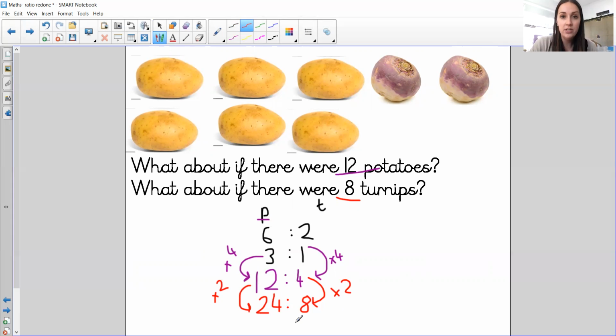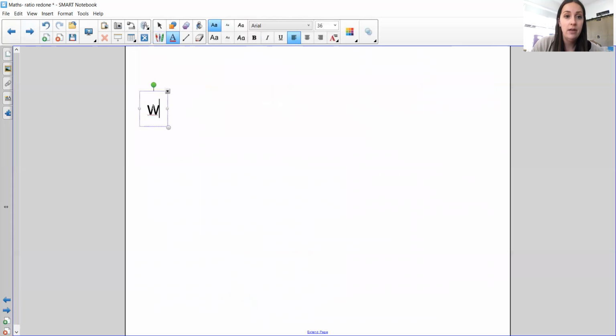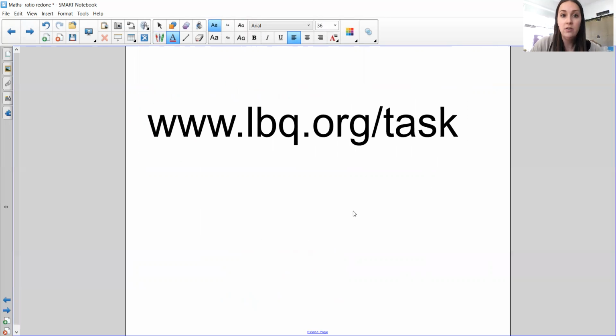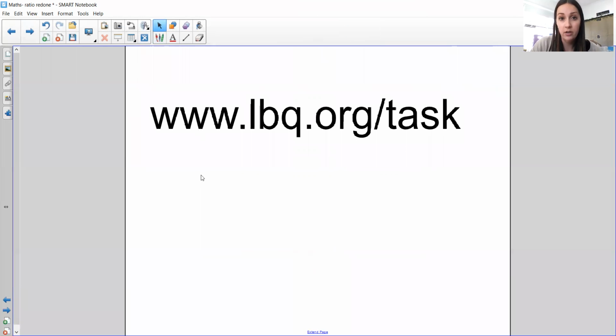Okay then, what we're going to do now is you are going to go onto LBQ. So I'll type it up on the screen for you. It's www.lbq.org/task. When you get onto there, it will ask you for a code. The code will be on Class Dojo. If you can't find it, message us and we'll be able to give you the code.